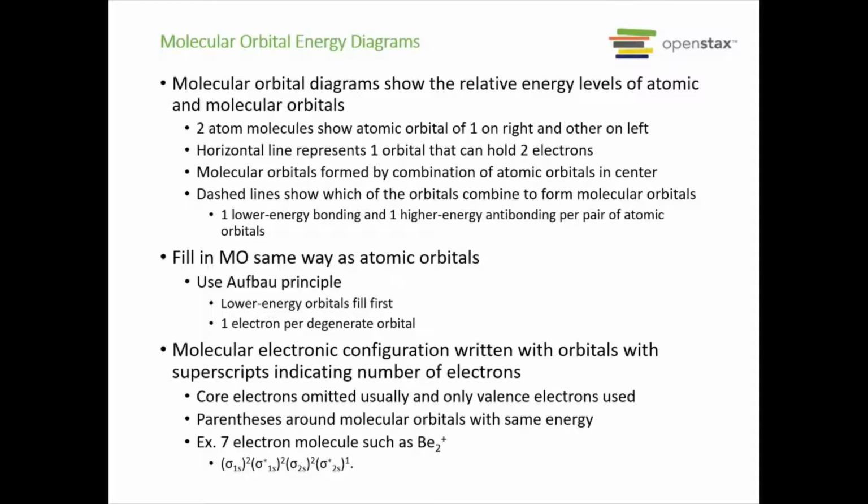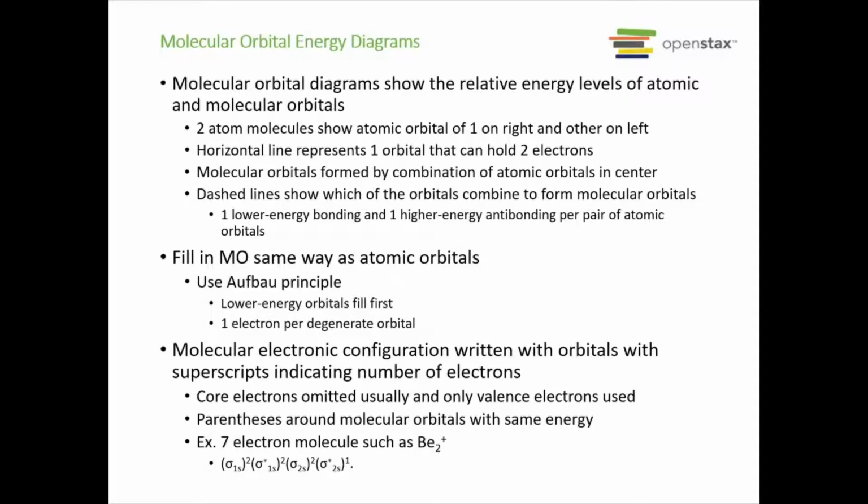So let's talk about molecular orbital energy diagrams. These show the relative energy levels of atomic and molecular orbitals. Two atom molecules show the atomic orbital of one atom on the right and the other on the left. And you put a horizontal line to represent one orbital that could hold 2 electrons, just like we've done before. And the molecular orbitals are formed by the combination of atomic orbitals, and you put them in the center. You use dashed lines to show which of the orbitals are combining to form the molecular orbitals.